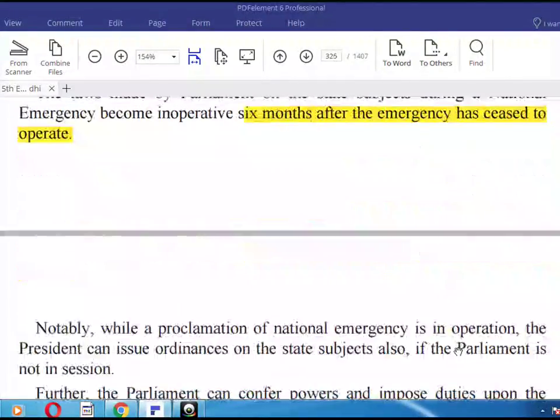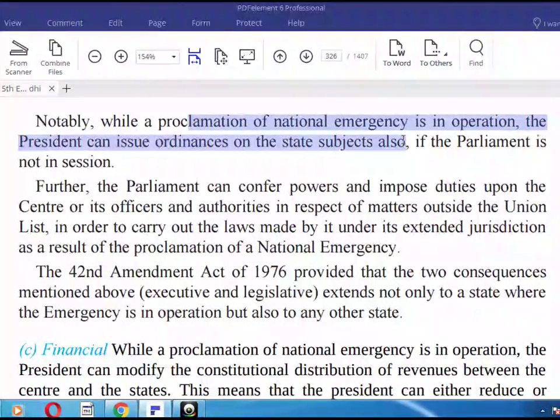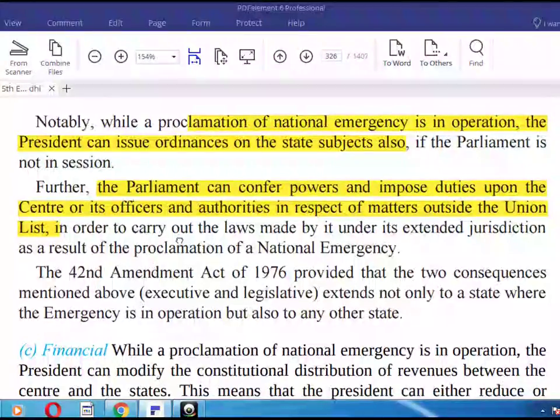has ceased to operate. Notably, while a proclamation of national emergency is in operation, the president can issue ordinances on the state subjects also if the Parliament is not in session. Further, the Parliament can confer powers and impose duties upon the center or its officers and authorities in respect of matters outside the union list, in order to carry out the laws made by it under its extended jurisdiction as a result of the proclamation of a national emergency.